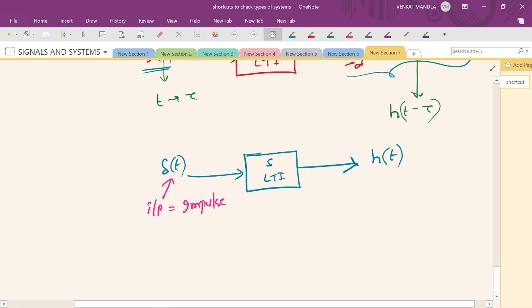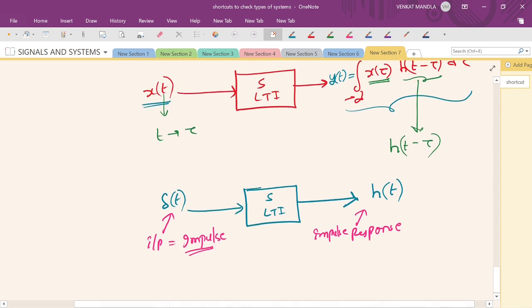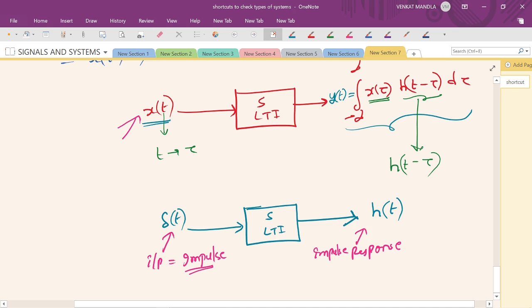Sometimes output is also called a response. This is response. Response for what? For impulse input. That is why this is also called impulse response. If the input is impulse, then the output is known as impulse response. So if you know the impulse response, you can easily find the output for any arbitrary signal x of t.